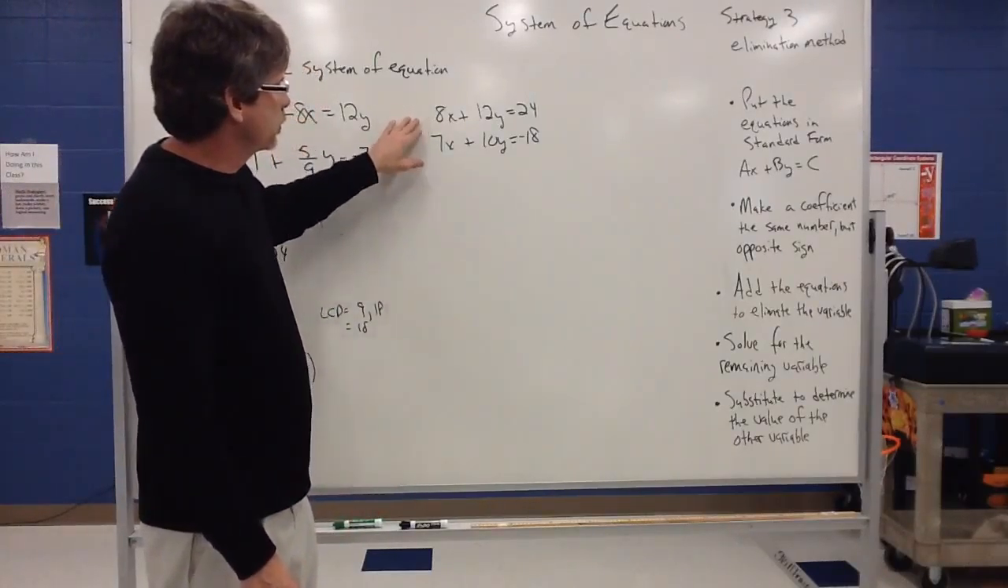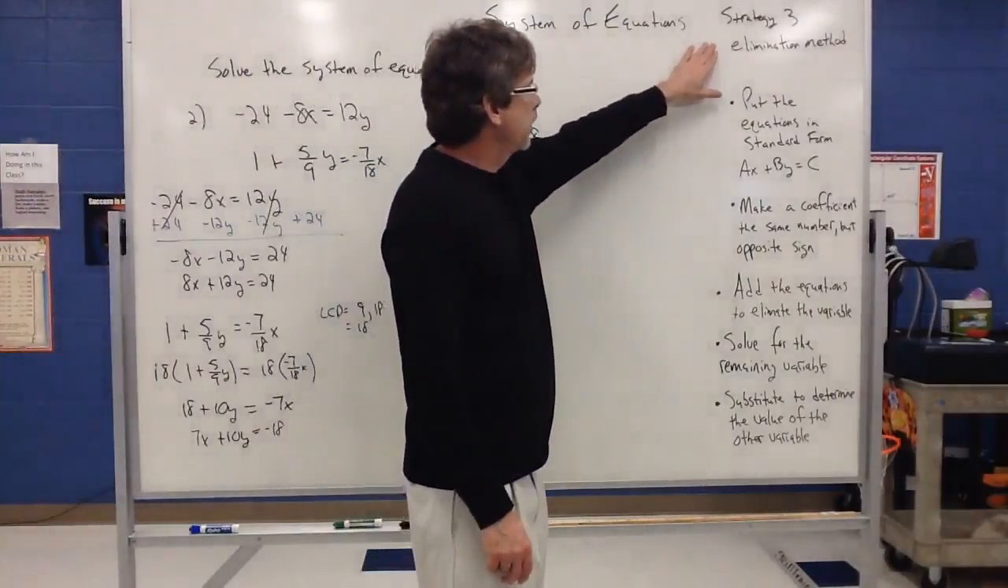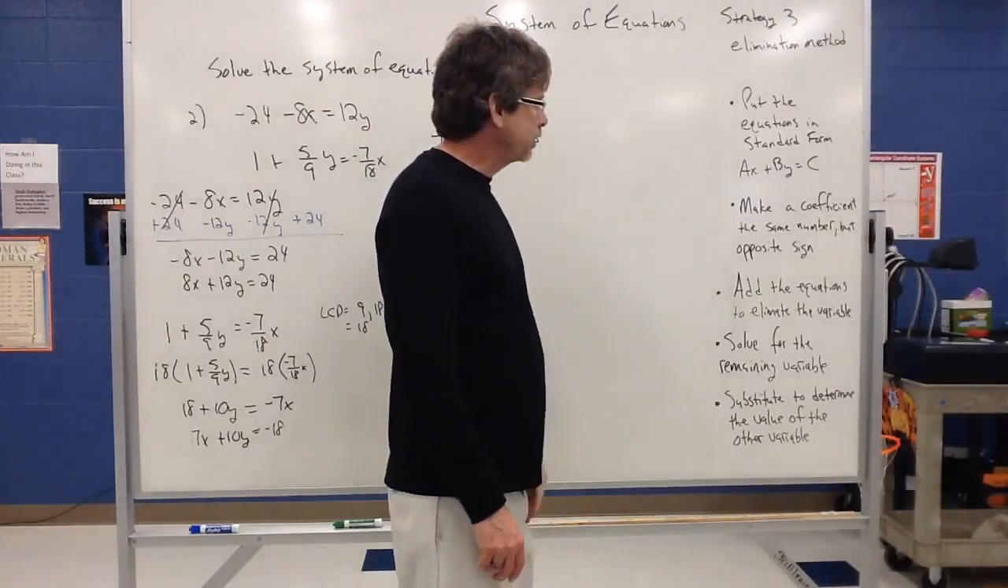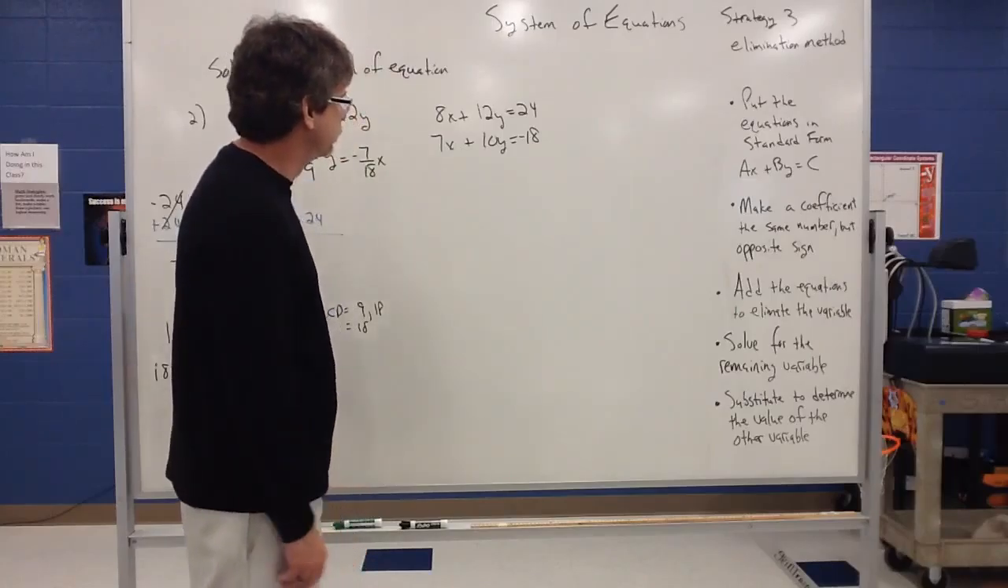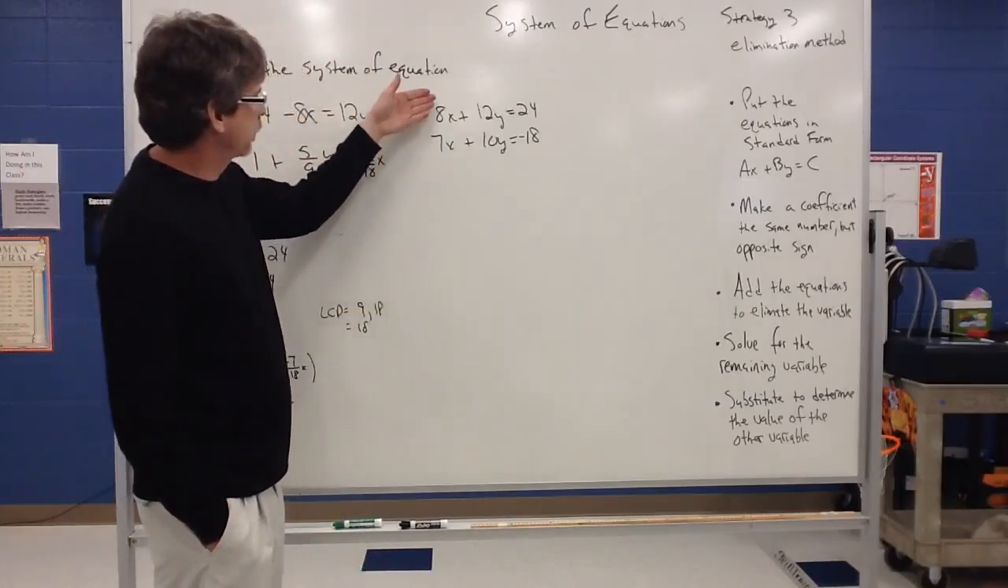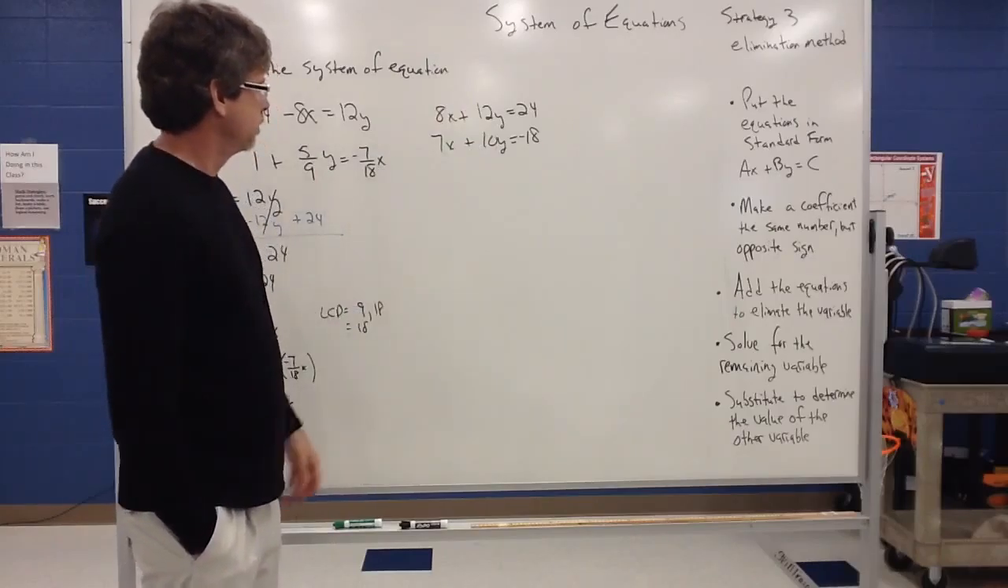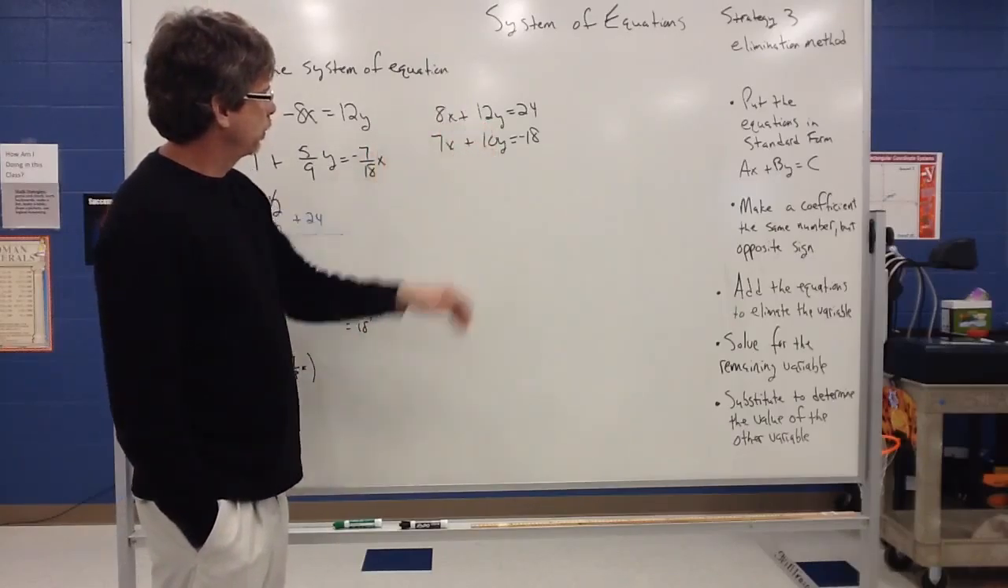So we're going to approach this using what we call the elimination method. So we put them in standard form, we want to make the coefficients the same number but opposite in sign. So what I'm looking at is these coefficients of the x's and the coefficients of y's. I'm trying to find which one of those to eliminate.